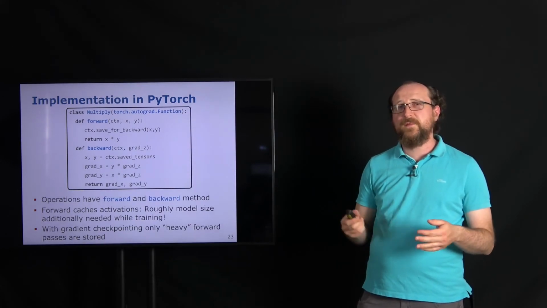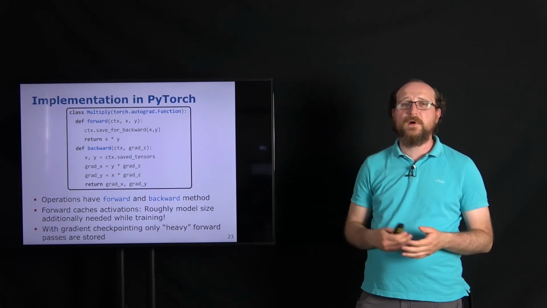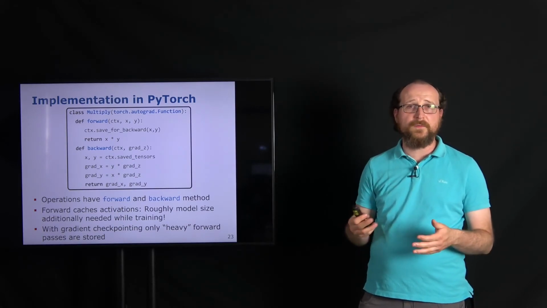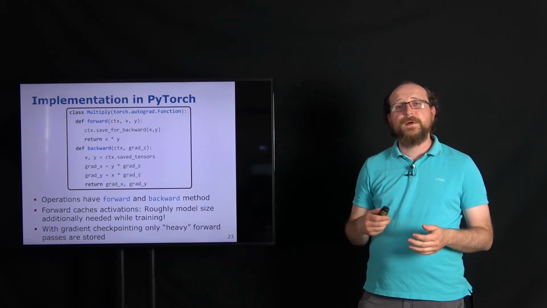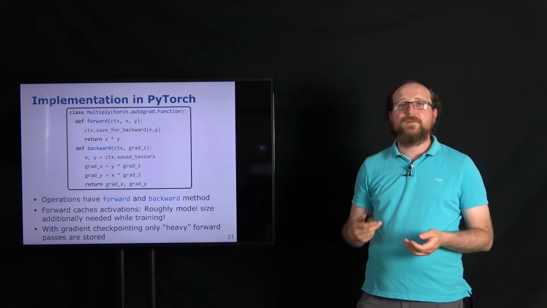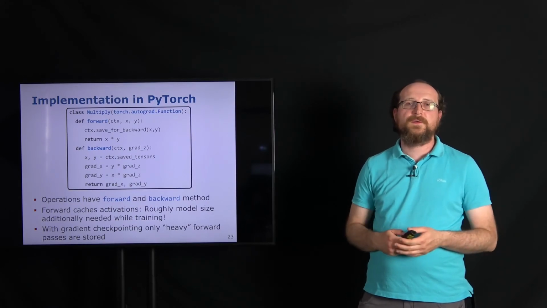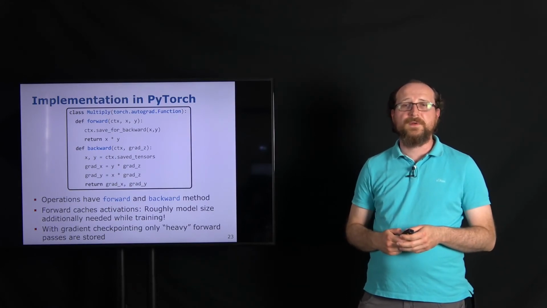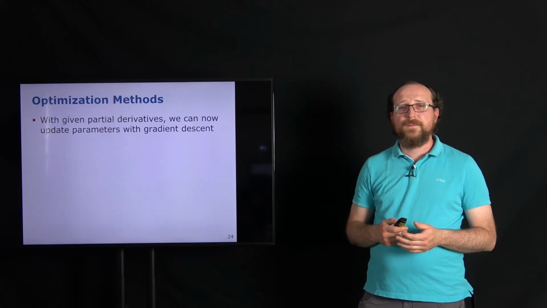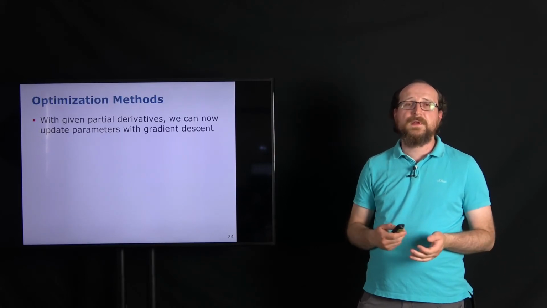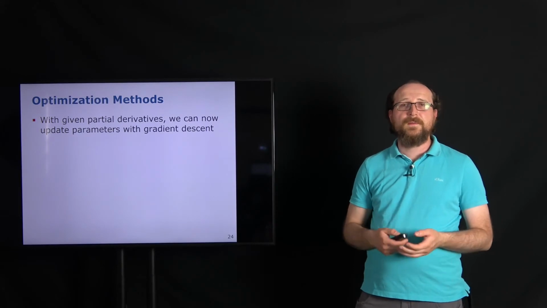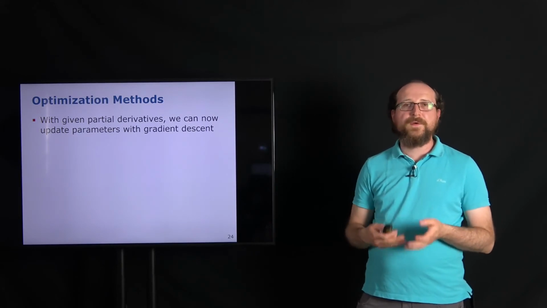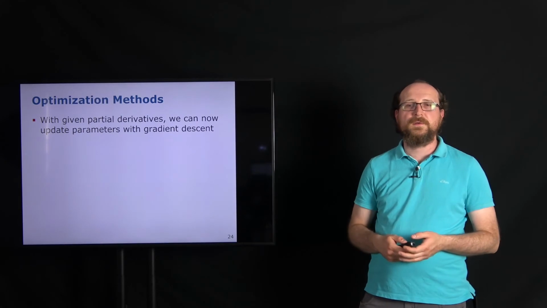We now have a way basically to compute our partial derivatives for all the weights in the network by using backpropagation. Now we have to basically use this to optimize the parameters. And given the partial derivatives, we can now update the parameters. And for this, we are just using, again, the method that we always used before: gradient descent.